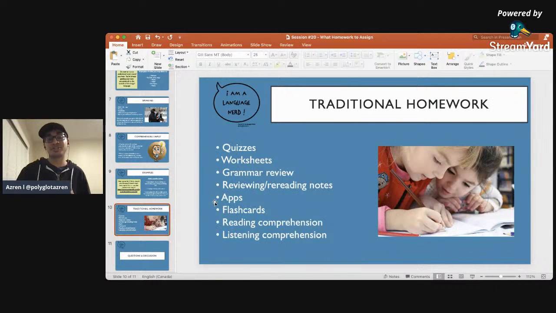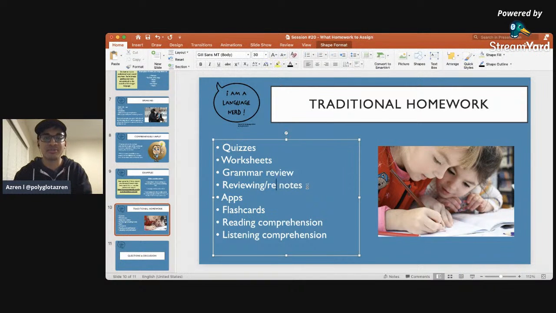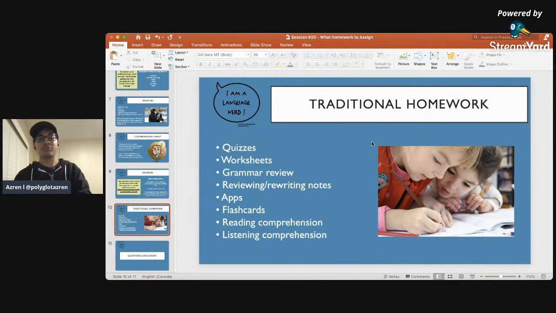And then the last type of homework is traditional homework. Quizzes, worksheets, reviewing grammar, reviewing your notes, right? Reviewing or rewriting, not rereading, rewriting. There we go. Reviewing or rewriting your notes, apps, flashcards, listening comprehension exercises, reading comprehension exercises, writing exercises, journaling, whatever. This list could go forever. That's the majority of what you see when you look at language learning programs, classes, etc. It tends to fall into a traditional bucket for the most part, at least in my eyes.